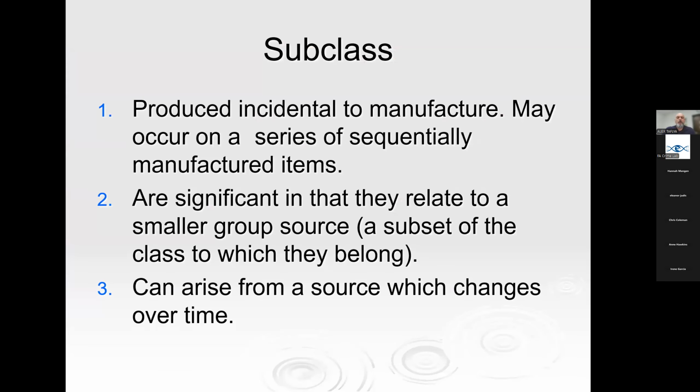So subclass are marks that are in between individual and class. Basically, as the manufacturer is making a series of tools, something could happen to the die or the tool that is cutting the finished product. And so when that happens, until somebody notices that there's an issue, a group of items will be made with similar marks.